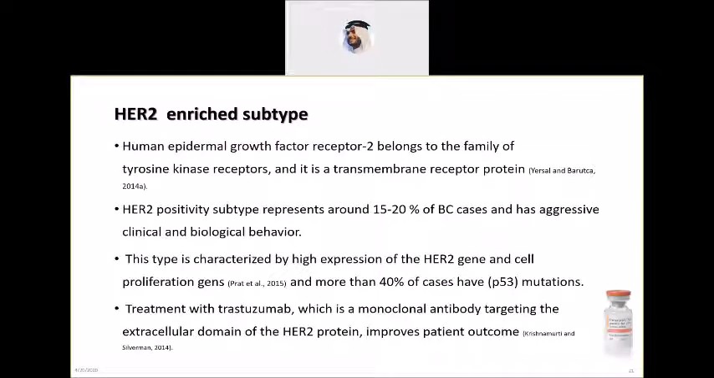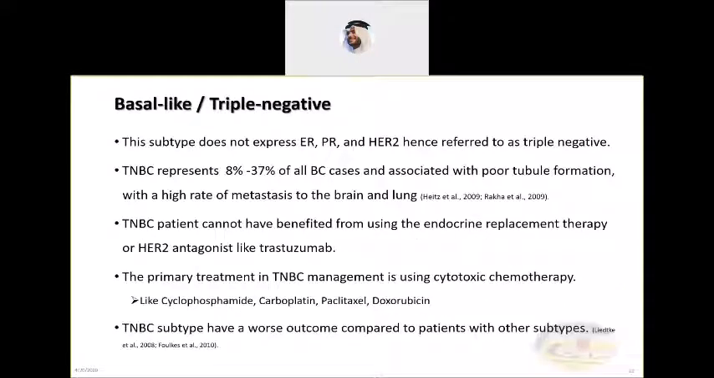The other type is HER2, which stands for Human Epidermal Growth Factor Receptor 2. It is one of the family of tyrosine kinase receptors, which are transmembrane receptor proteins. This tumor represents around 20% of the cases and has aggressive clinical and biological behavior. Also, this type is characterized by high expression of the HER2 gene, and more than 40% of the cases have a mutation in p53. Mostly the treatment for this subtype is trastuzumab, a monoclonal antibody targeting the extracellular domain of the HER2 protein, and this leads to improved patient outcome.